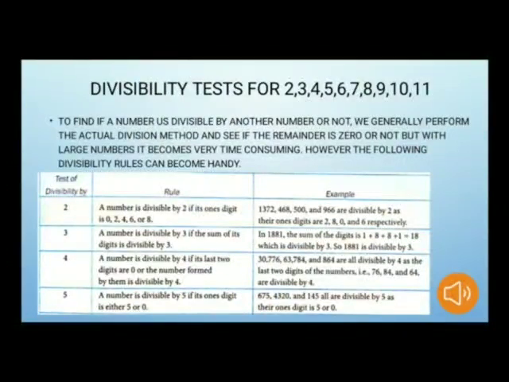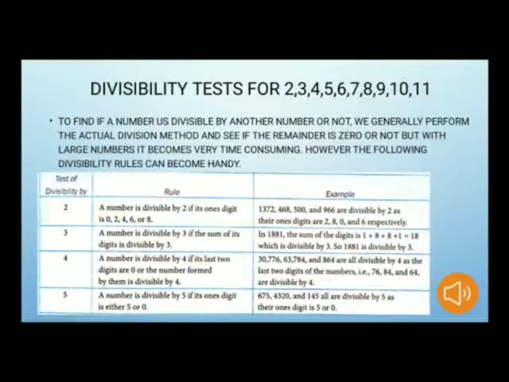Now, divisibility by 3. Dear students, now see, a number is divisible by 3 if the sum of its digits is divisible by 3. As you can see in the example of 1881, the sum of the digits is 1 plus 8 plus 8 plus 1, which gives you 18, which is divisible by 3. So 1881 is divisible by 3.